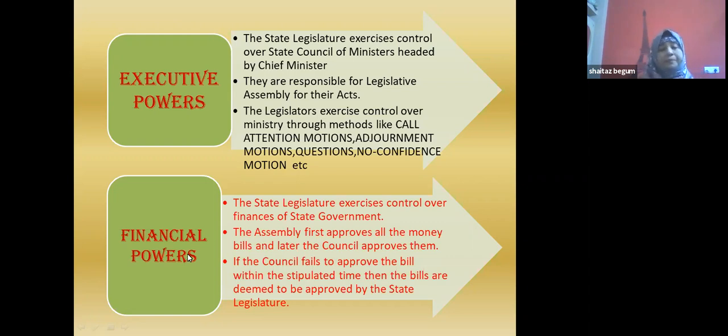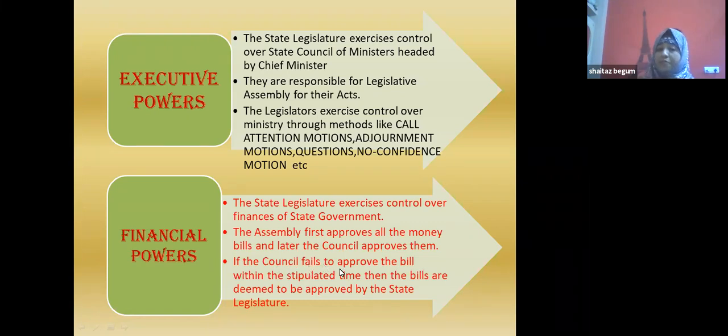Financial powers. What are the financial powers of the state legislature? The state legislature exercises control over the finances of the state government. The legislative assembly first approves all the money bills and later the council approves them. First, the money bills are discussed in the legislative assembly and then forwarded to the council for approval.